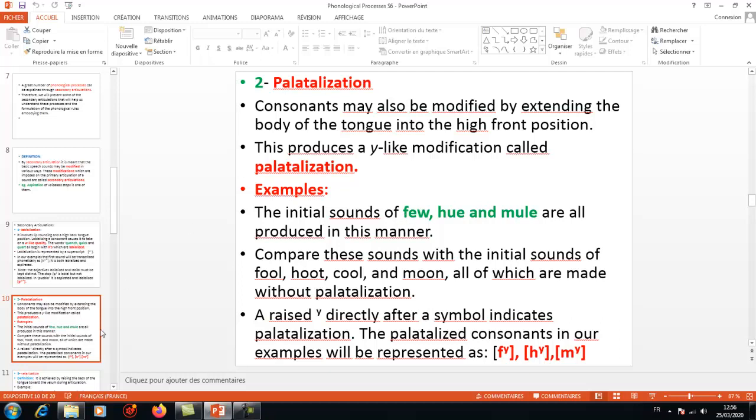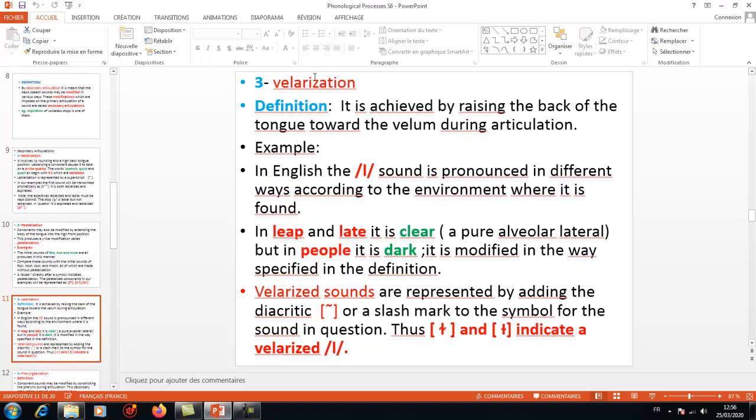of palatalization. Now, another case of secondary articulation is velarization. Notice in the word velarization, we have got the word velar. You need to remember what we said in phonetics about the word velum. Velum, or its synonym, denotes that place in the roof of the mouth that we call the soft palate. Now, let's talk about the definition of velarization here. It is achieved by raising the back of the tongue towards the velum during articulation.